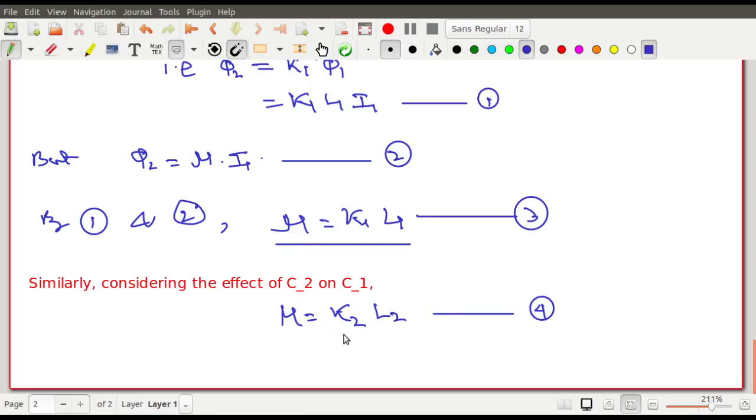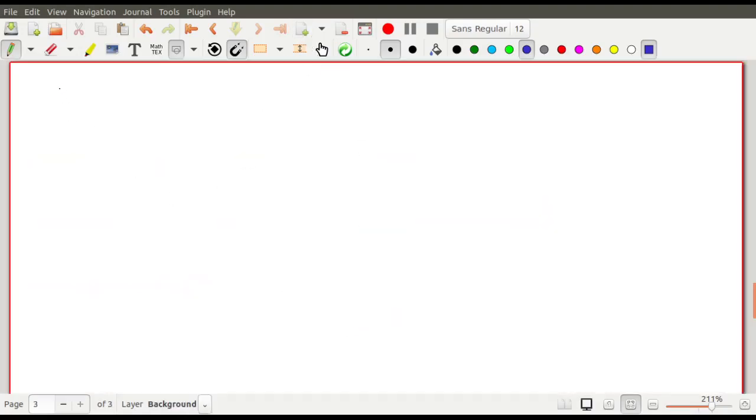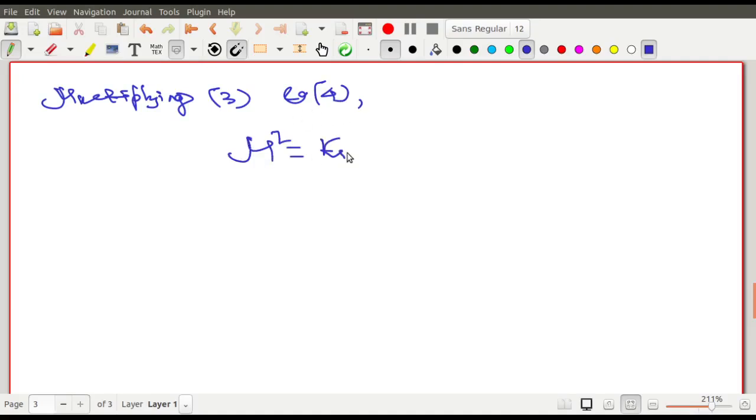Where you understand the meaning of all these factors, what is K2, right? So you just multiply 3 and 4. So you get M square is equal to K1 L1 into K2 L2, or you may write it to be K of L1 L2, where I have taken this new constant because K1 is a constant, K2 is a constant, so their product is a new constant. Why should I take two constants when the product is already a constant? So I just take it in this particular way. So that is how I find this M to be.